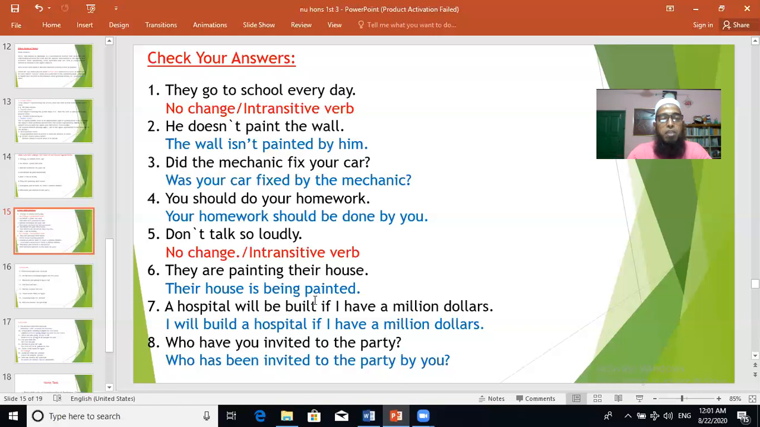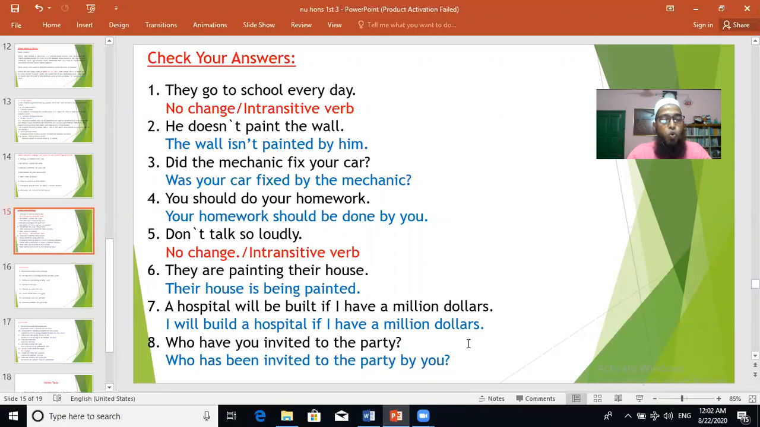A hospital will be built if I have $1 million. I will build a hospital if I have $1 million. So you see, "will be built." This is passive voice. "Will be" is the helping verb, and the main verb is in past participle form. So when we go back from passive voice to active voice, we have to go back to the previous tense. So the active voice should be future simple tense. I will build a hospital if I have $1 million.